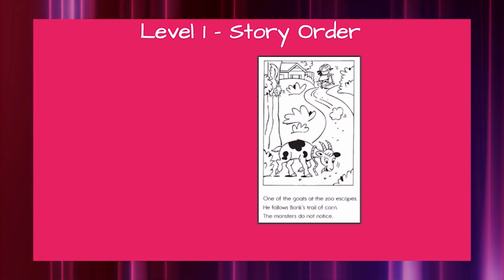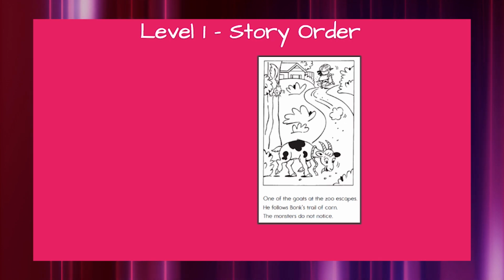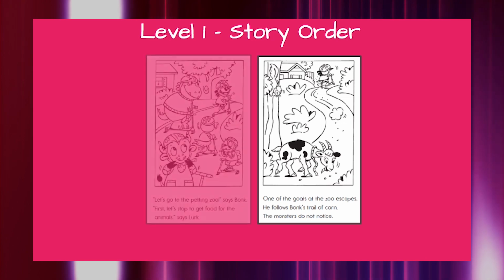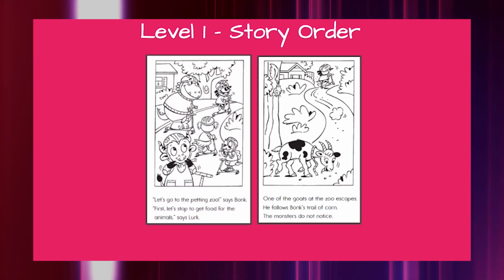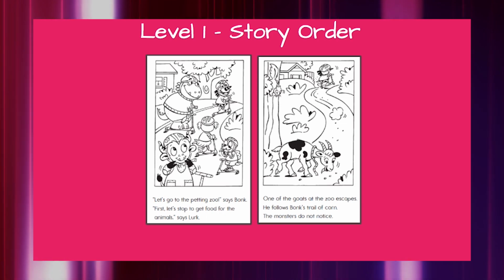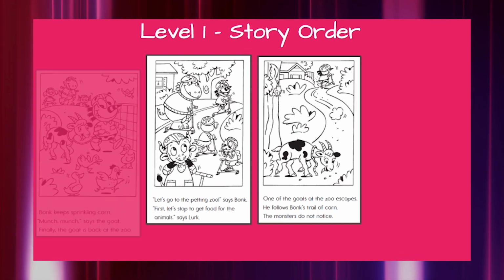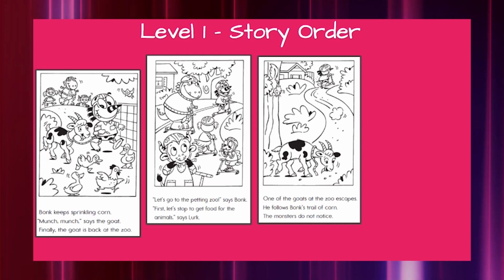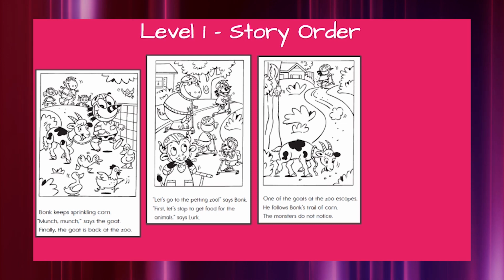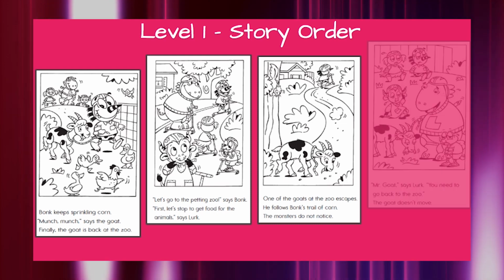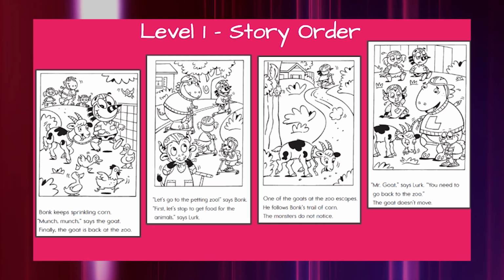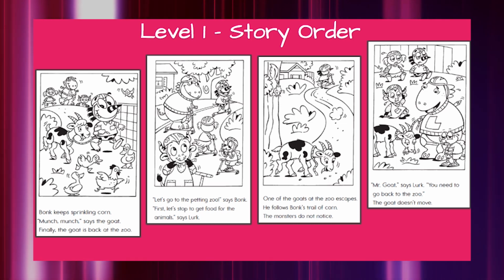One of the goats at the zoo escapes. He follows Bonk's trail of corn. The monsters do not notice. Let's go to the petting zoo, says Bonk. First, let's stop to get food for the animals, says Lurk. Bonk keeps sprinkling corn. Munch, munch, says the goat. Finally, the goat is back at the zoo. Mr. Goat, says Lurk, you need to go back to the zoo. The goat doesn't move.